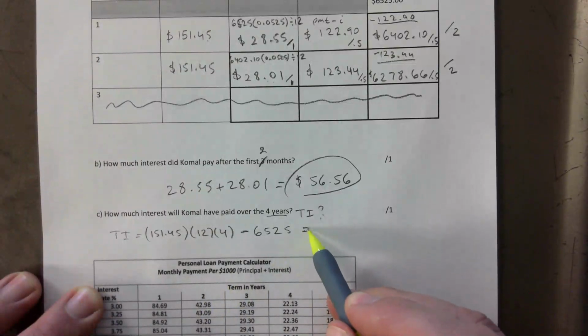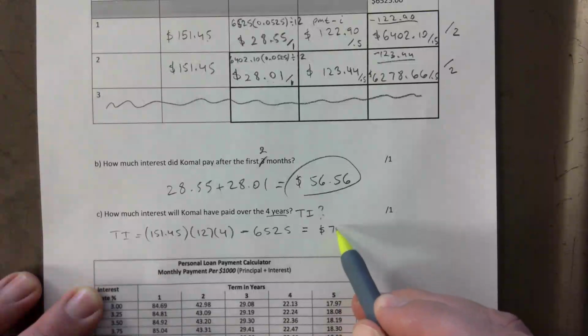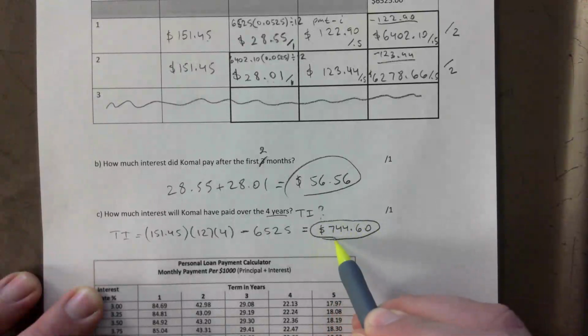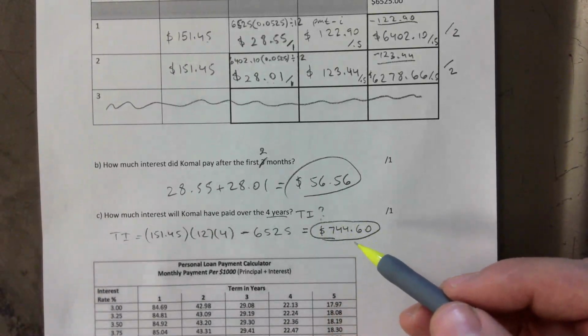Okay. And I'll just give you the answer today. It's $744.60. That's over the life of this loan.